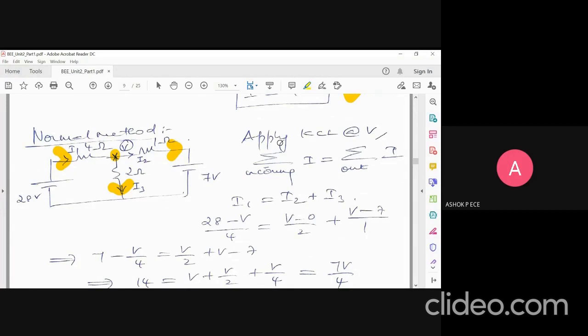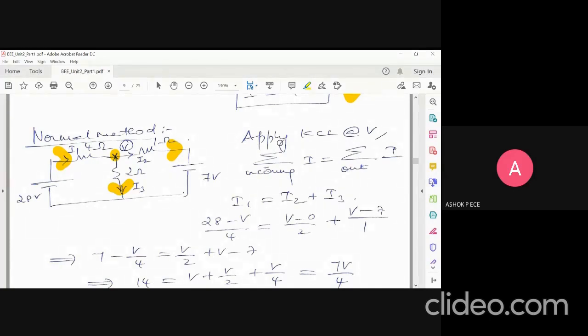So at node V, I have assumed one current is coming, it is getting split into two. So I1 equal to I2 plus I3. See the direction of I1. I1 is flowing from 28 volt to V. So it is (28 minus V) by 4. I2, you see, it is flowing from V to ground. So it is (V minus 0) by 2. I3, sorry, you see, it is flowing from V to 7. So it is (V minus 7) by 1.